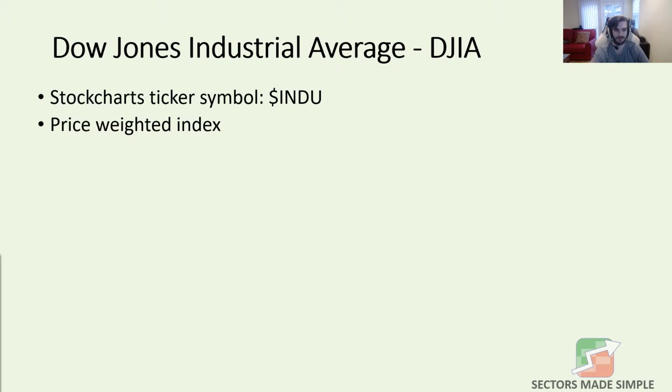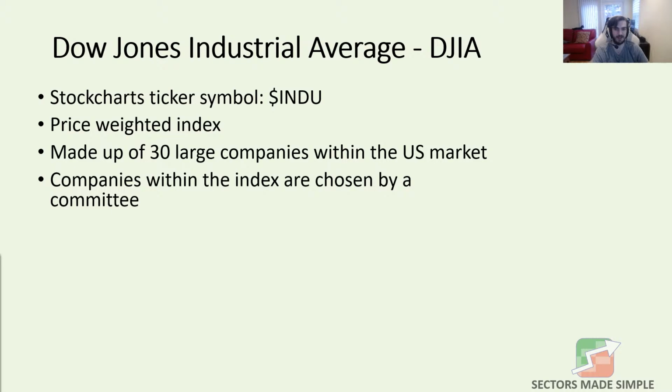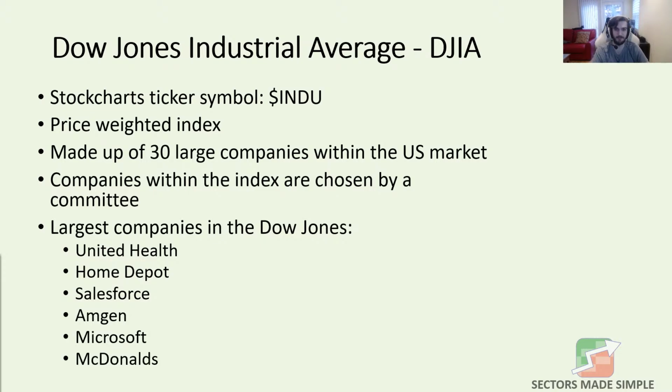The Dow Jones is a list of 30 of the largest companies within the US market. Just like the S&P 500, it is decided upon by a committee. There's a group of people that tell us, hey, the Dow Jones are these companies. And some of the largest companies within the Dow Jones are United Health, Home Depot, Salesforce, Amgen, Microsoft, and McDonald's.